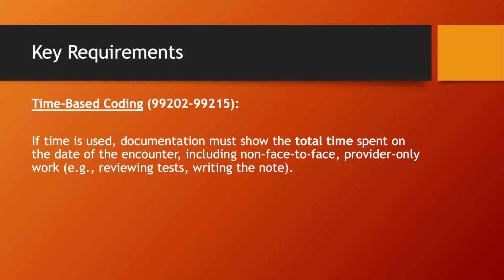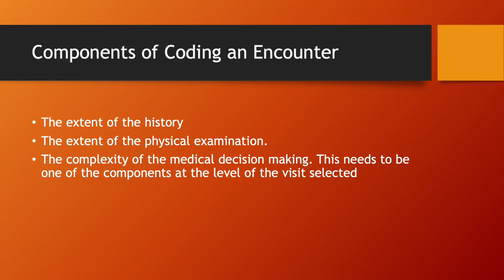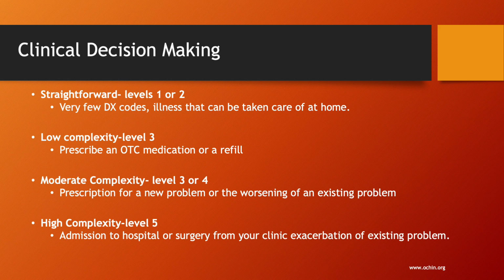Okay? All right. So what are the components of coding on your encounter? You're going to look at the extent of the history. You're going to look at your physical exam, the complexity of your decision making. And when we talk about the complexity, I have a slide later on that's going to give you some pearls about how to gauge the complexity of your visit. Is it a straightforward visit? We call that a level 1 or 2. This is when that patient comes in to see you. They have very few diagnosis codes, right? They're illnesses that can be taken care of at home.